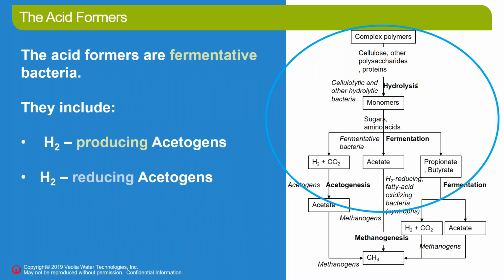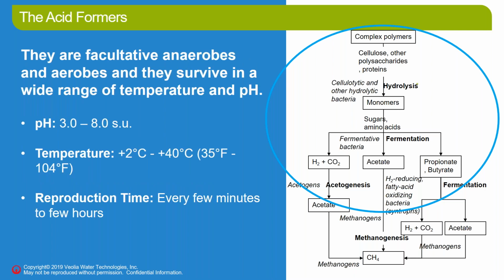Now, the acid formers are also fermentative bacteria. So that means there are acid-producing, H2-producing acetogens and H2-reducing acetogens that are going to be part of that colony in there. Okay. Next. Also, an important thing to remember is that acid formers are facultative. And what does facultative mean? Facultative means that they will work with or without air. So they're not strict anaerobes and they're not strict aerobes. They'll survive in either condition.